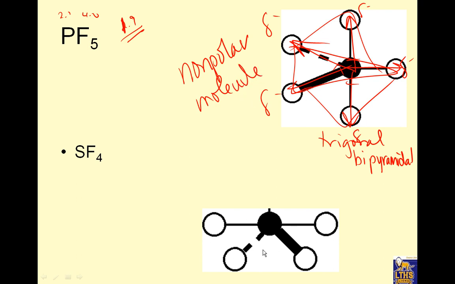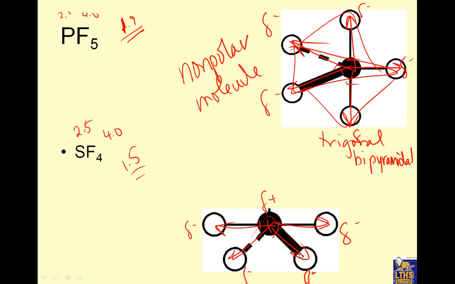Hey, look, it's SF4. SF4 has our funny seesaw shape. Sulfur and fluorine is 2.5 and 4.0, so it's 1.5. What's the diff? Polar bond, polar bond. Arrows, arrows, arrows, arrows. So these are all kind of negative by the fluorines, a partial negative, and partial positive at the top of this hill here. Even though those two cancel, the hill doesn't cancel, so it's a polar molecule.